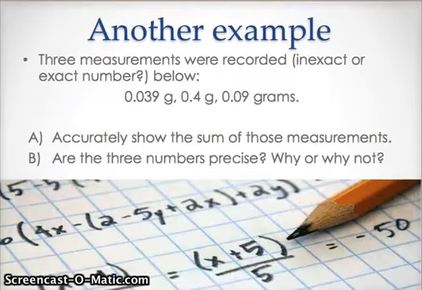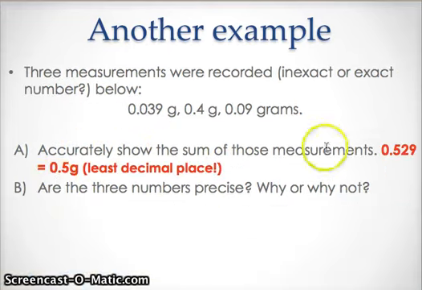Here's another example. 3 measurements were recorded. Anytime you record an answer or you make a measurement from it, the numbers are going to be inexact. So the question A says, accurately show the sum of those measurements. So you add them up, and you're going to get 0.529. Now, when adding or subtracting, you have to look at the least decimal place. So there's 3 here, there's 1 here, and there's 2 here. That means that the least decimal place will be 1. So our answer is going to be rounded to 0.5 because it has 1 decimal place.